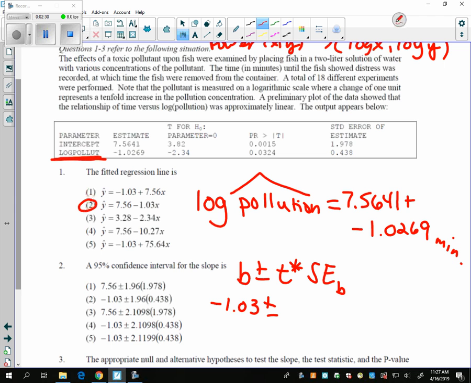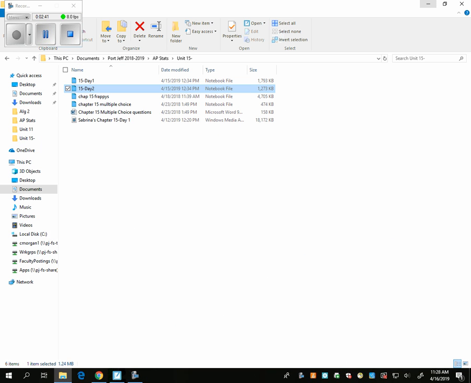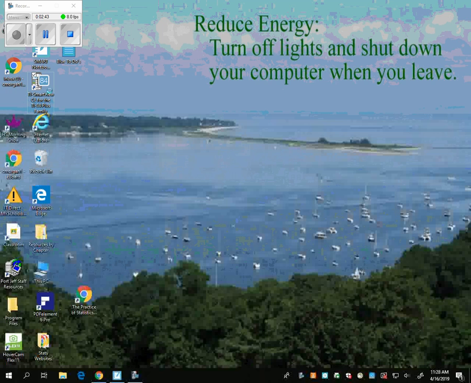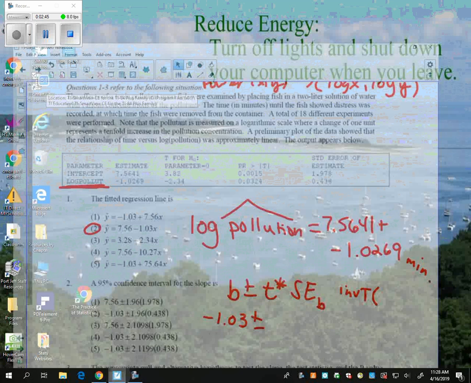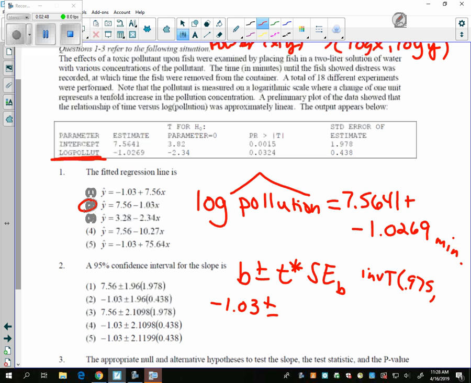Now the t star, again, 95% confidence. It would be inverse t. What's my area? 0.975, excellent. And how many degrees of freedom do I have here? Yeah, how do you know it's 16? It's n minus 2, and there's 18. Yeah, so it's 16, good. So we do inverse t, 0.975, comma 16, and we should come up with, anybody have it? Is it 1.96? Is it or is it not?